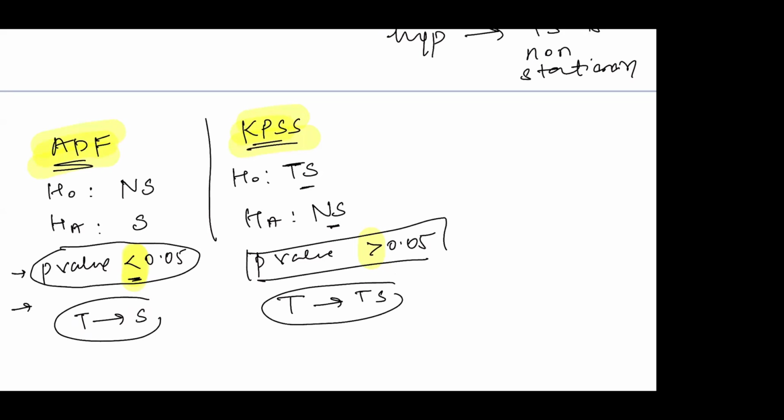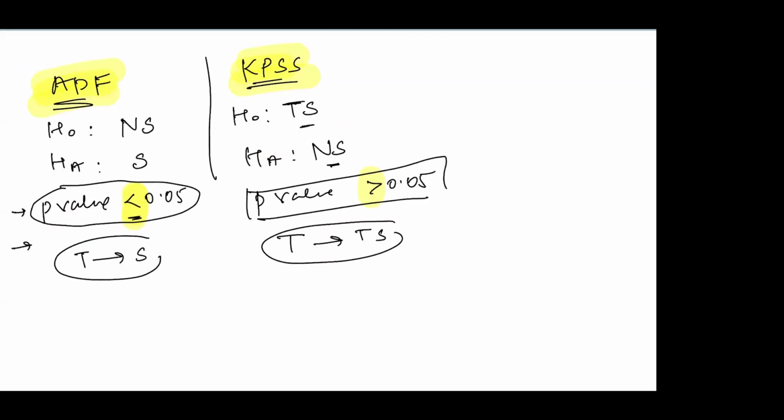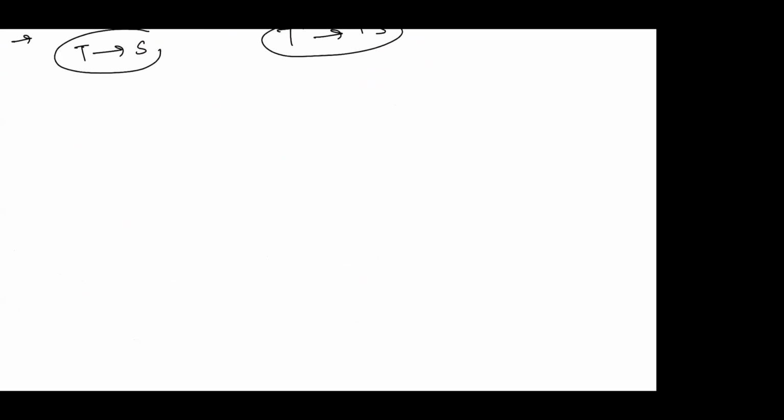So I'll be moving forward. Now, what is the difference between trend stationary and difference stationary? Let's understand in detail. I see some doubt.